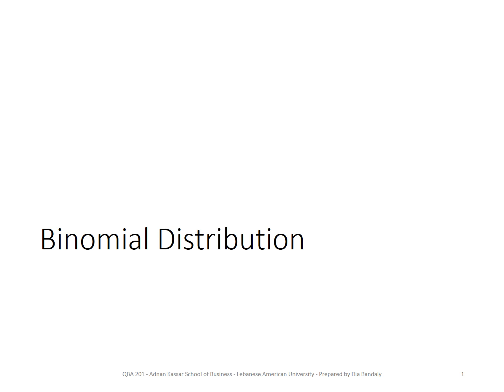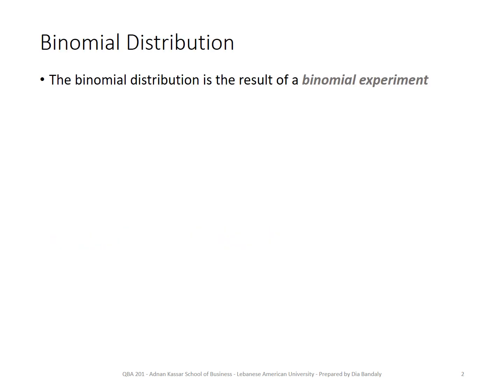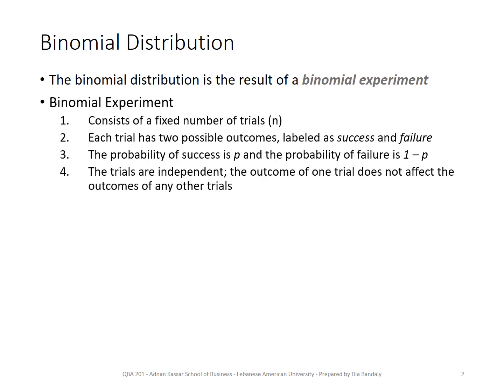So let's see it. A binomial distribution results from what we call a binomial experiment. So what is that binomial experiment? It has four characteristics or four aspects. The first one is that it consists of a fixed number of trials. We'll talk about what we mean by trial. A trial can be such a simple action as flipping a coin or observing an answer on a quiz or anything else. So it's not a very complicated action.